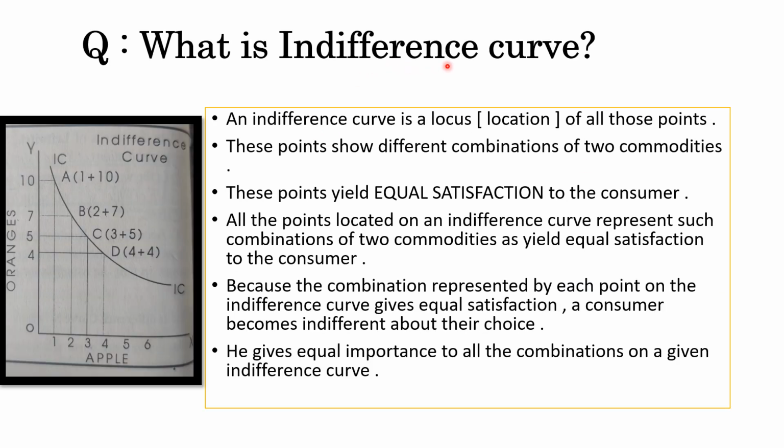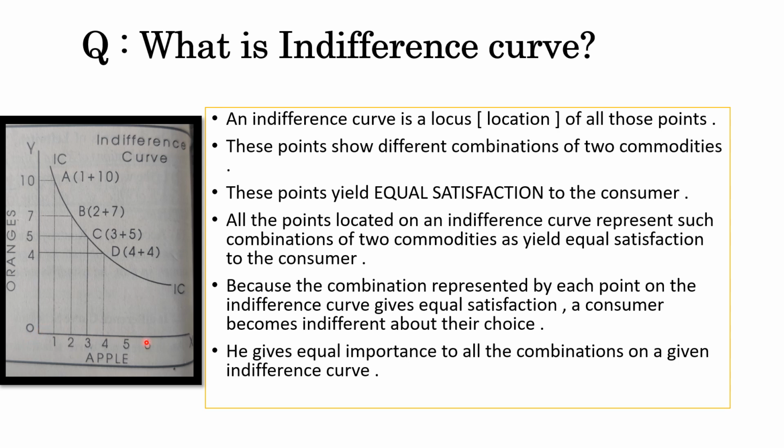Now the question comes, what is indifference curve? This is a curve which we will be making on a graph which has the location of all those points. As you can see in this graph, this IC is your indifference curve which has the location of so many points coming on the way. These points show different combinations of two commodities.